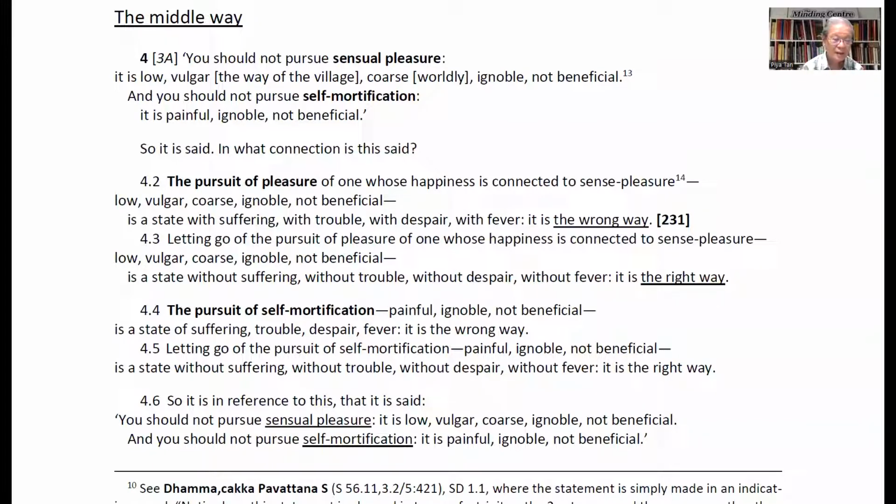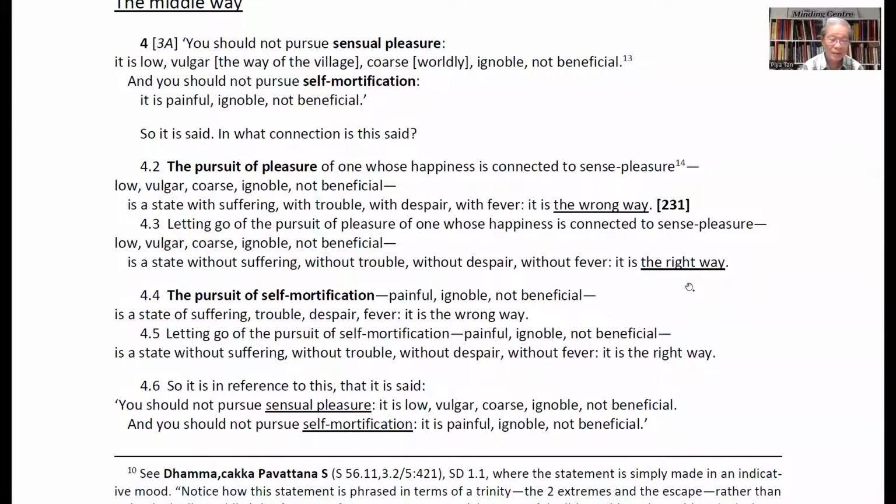So now here the Buddha is just saying this quite plainly. There's no problem here, all right? Now 4.4, the pursuit of self-mortification, painful, ignoble, not beneficial. It's a state of suffering, trouble, despair, fever. It is the wrong way.